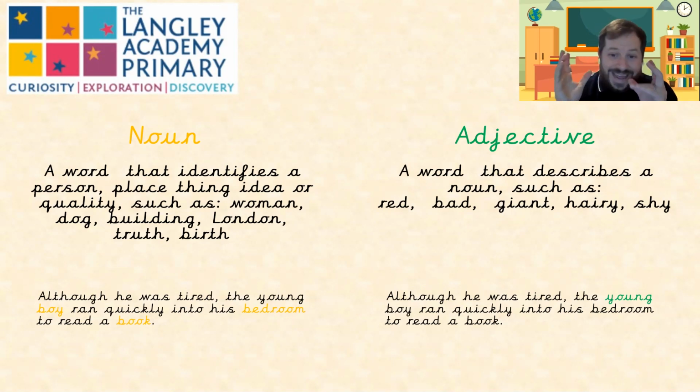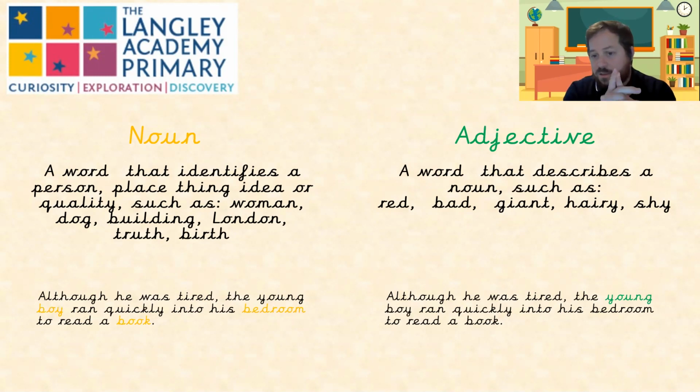The next one we've got is an adjective. And these are the ones that you've been told, oh, put all of them in to do them. And sometimes we just have to tone it down a little bit. But that's a word that describes a noun. So it adds detail to the noun, gives more idea of the particularness of that noun. So we could use words such as red, bad, giant, hairy, or shy.